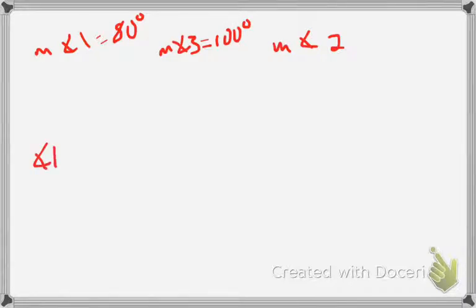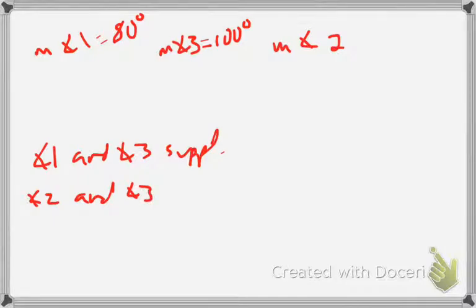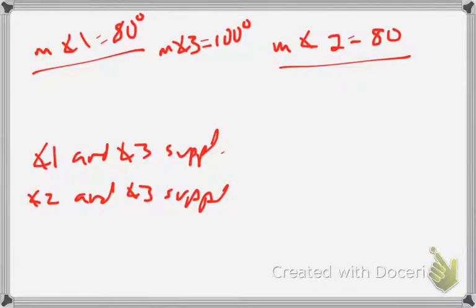So I know that angle 1 and angle 3 are supplementary. Well, if I also know that angle 2 and angle 3 are supplementary, then if angle 3 is 100 degrees, that means angle 2 has to be 80. And look at this. Angle 1 and angle 2 have the same measure, and so therefore angle 1 is going to be congruent to angle 2. This is one idea of your congruent supplements theorem. If two angles are supplementary to the same angle, then they're going to be congruent.